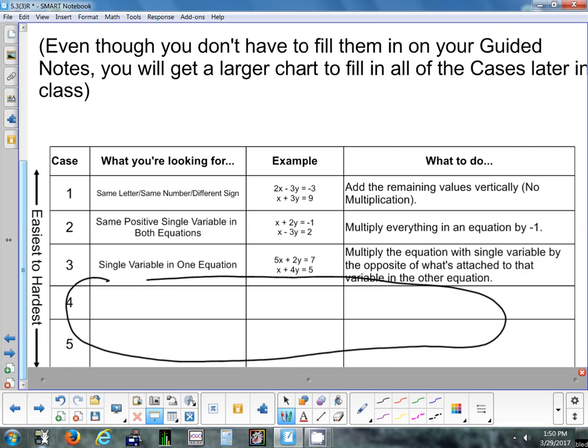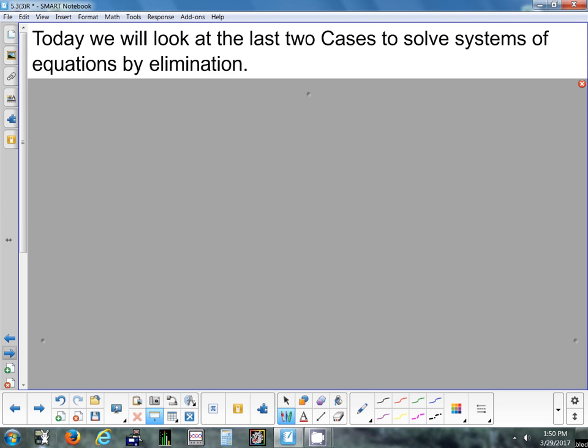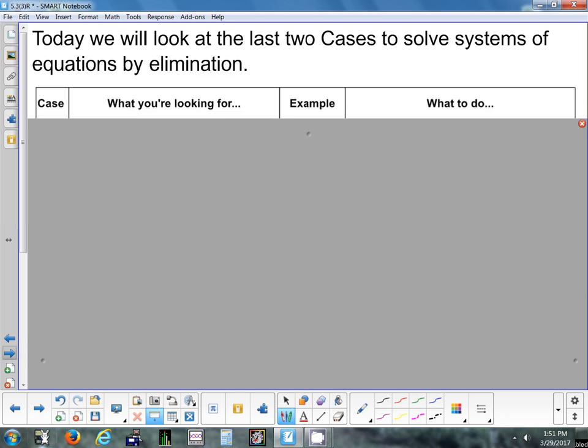Just to save some space, we had enough space to write everything in. We're going to look at the last two cases today, the last two cases to solve by elimination.